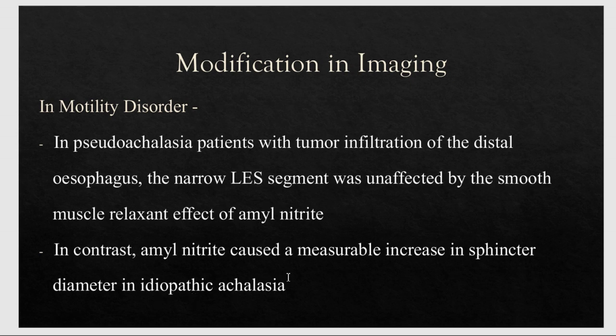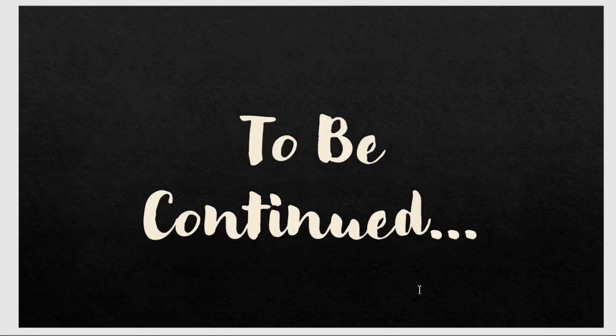In contrast, in cases of idiopathic achalasia, where the cause is unknown, amyl nitrite is going to cause a measurable increase in sphincter diameter. It is going to relax that particular part. In pseudoachalasia, there is no effect of amyl nitrite. So amyl nitrite can be utilized to differentiate between pseudoachalasia and idiopathic achalasia during a barium study. This is one of the clinical uses of barium swallow in the motility disorders of the esophagus. So that's all in this video.